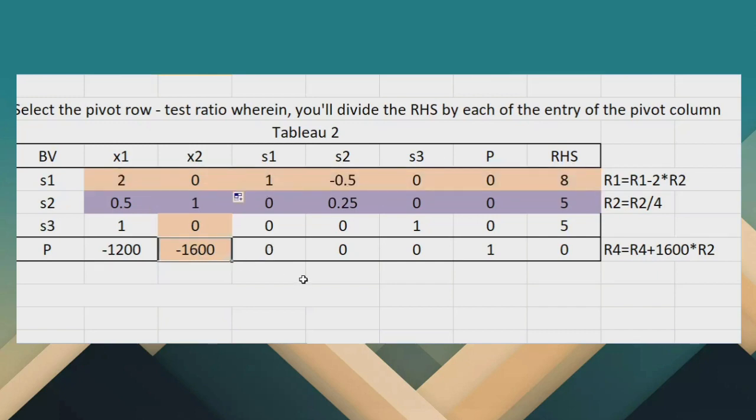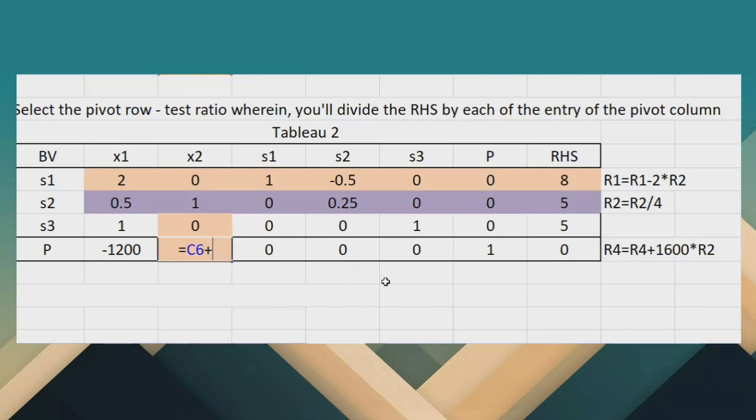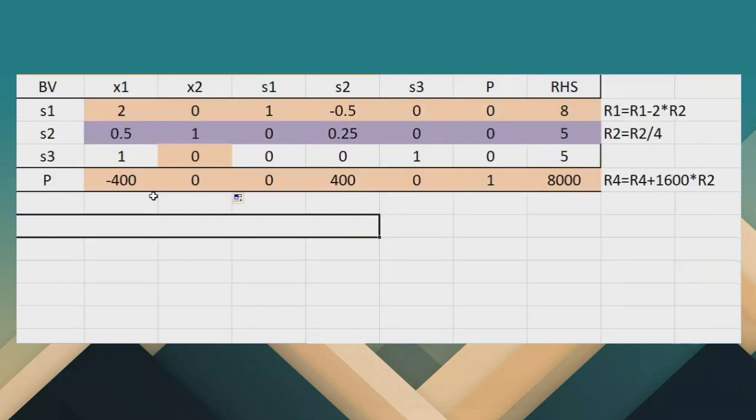Next one. Last row, yung row 4. Equals, click the row 4 of the previous table. Ayan. So, that is C6. Then plus 16 times row 2 of this current table, yung purple. 1. That is C12. Then click enter. Then drag going to the right and left. So that's it. Nagawa na natin yung target natin, class.